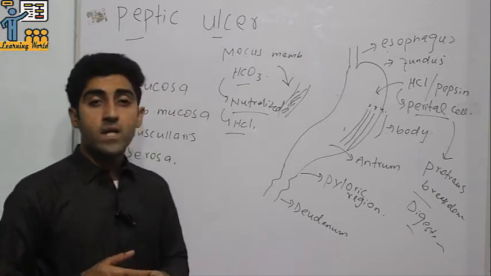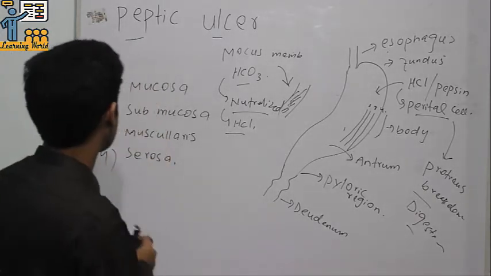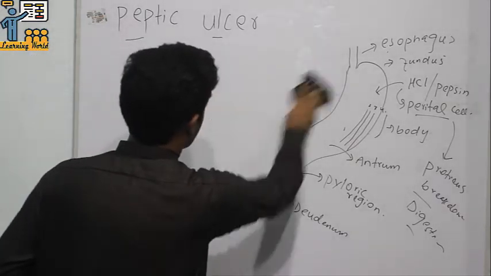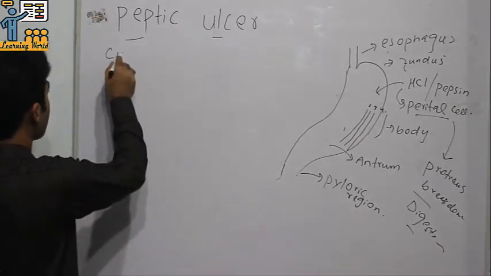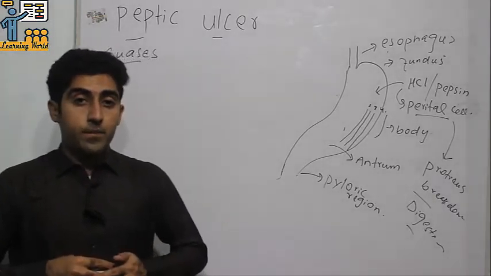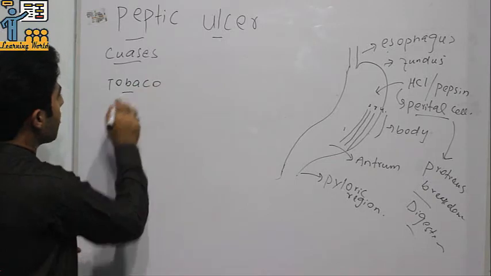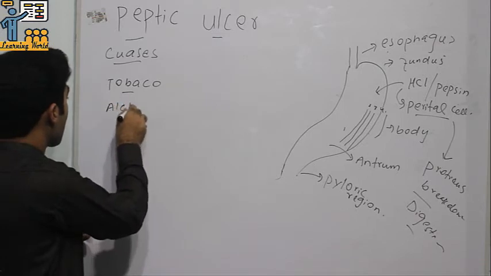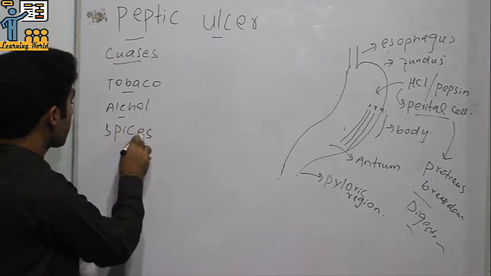So now, the causes of peptic ulcer. There are different causes of peptic ulcer, like tobacco use. A large amount of tobacco use will cause peptic ulcer. Alcohol, too much spice, and stress.